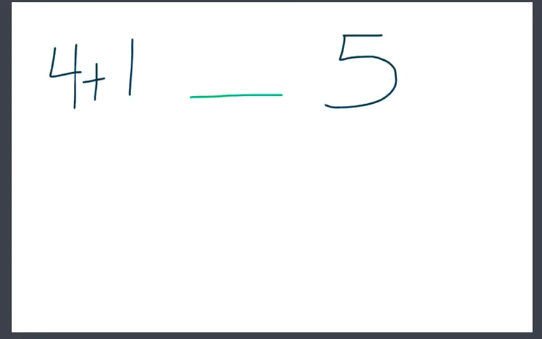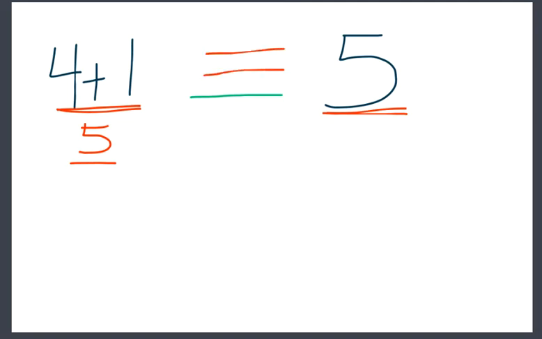What if I have to compare something like this? 4 plus 1 compared to the number 5. This means that I need to know what 4 plus 1 equals. 4 plus 1, 4 plus 1 more, well, that equals 5. I am comparing 5 to 5, and I know that 5 is the same as 5, or 5 is equal to 5. I will write this symbol in.